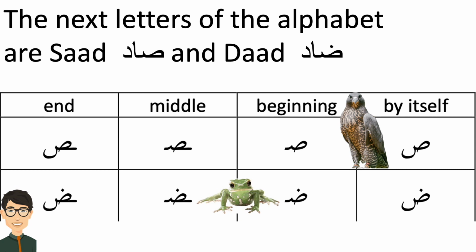The next letters of the Arabic alphabet are Sad and Dad. Sad sounds like the letter S, but it has a whistle sound to it. So when you say the word whistle, it is the exact same sound. You're getting really close to it. So sad, as if you're saying the S in the word whistle. Sad as in saqr, which means a falcon.